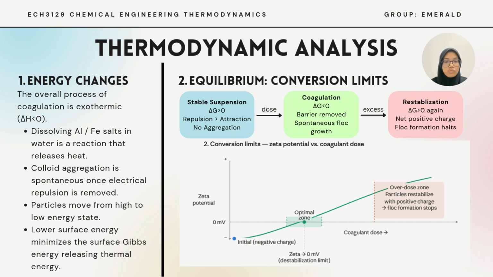However, as engineers, we must watch out for conversion limits, as shown in the zeta potential graph. There is an optimal zone, right around 0 millivolt, where charges are perfectly neutralized. If we add an excess dose of coagulant, the particles absorb too many positive ions, restabilize with a net positive charge, and delta G becomes positive again, which means delta G is more than 0, halting floc formation entirely.